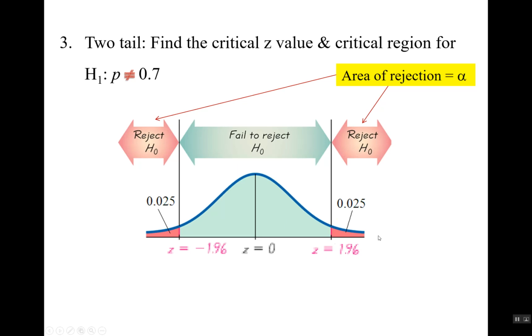In this case, both tails are rejection regions. If your test statistic falls in here, you reject H0. If your test statistic falls into the middle region, you fail to reject H0. If your test statistic falls in this region, you still reject H0. So this is the traditional method: how to find the critical value, and how to determine the critical region or the rejection region. In my next video, I'm going to explain the p-value method.